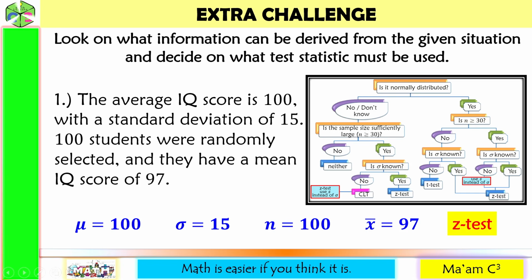A while ago, I mentioned that if the topic is identifying appropriate test statistic and the only choices are z-test or t-test, then it is assumed that the distribution is normal. So let us say we assume that the distribution is normal. So we'll proceed here. So this is yes. We have a sample size greater than 30, so we have yes. The population standard deviation is known, so we have yes. Therefore, still, we are going to use z-test.